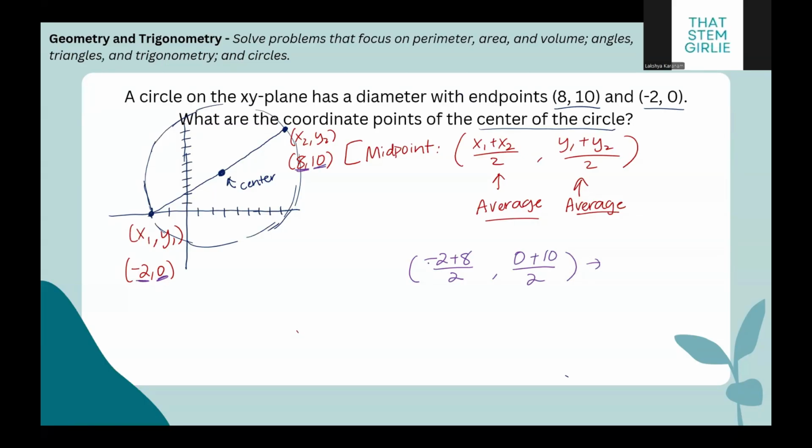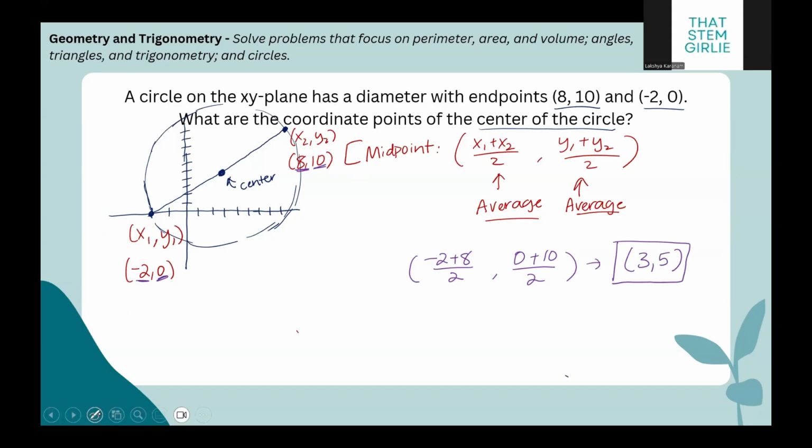If we compute these, negative 2 plus 8 is positive 6. 6 divided by 2 is 3. And then for the y-coordinate, 0 plus 10 is 10, and 10 divided by 2 is 5. So (3, 5) is going to be the center of the circle that is formed by this diameter with the given endpoints.